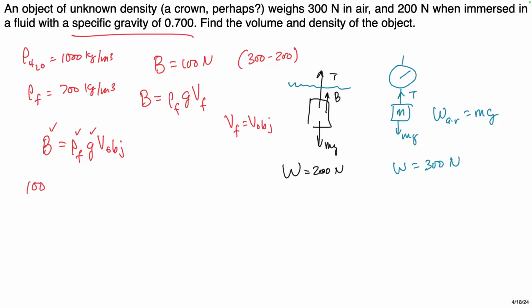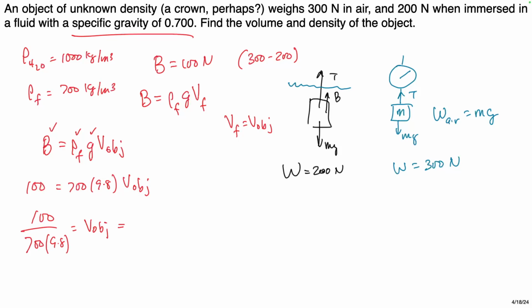So we know this is 100 newtons. We know that this is 700. We know this is 9.8. Again, if I put everything in standard units, I'll get standard units out. And so what would the standard units of volume be? Yeah, meters cubed. Good job.